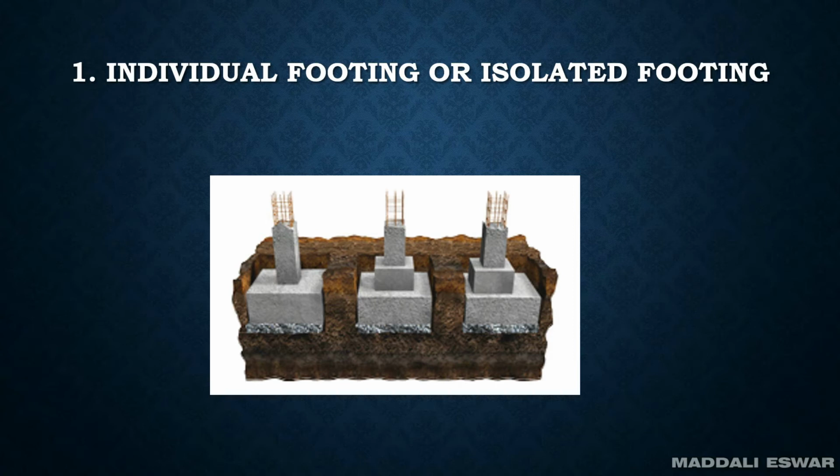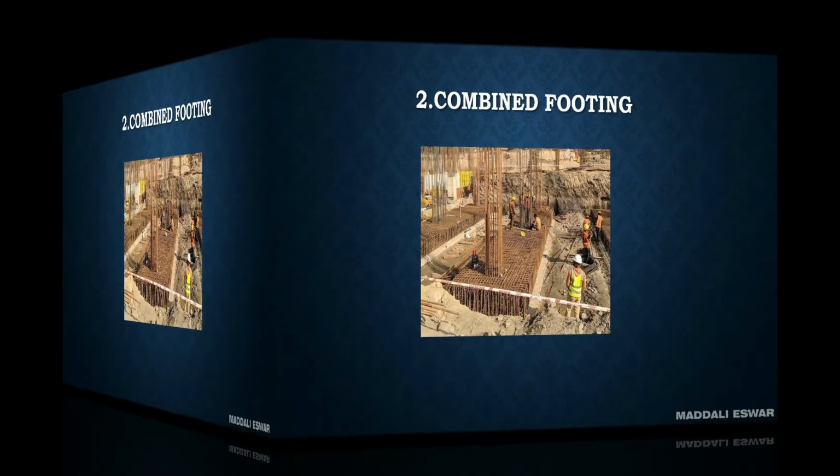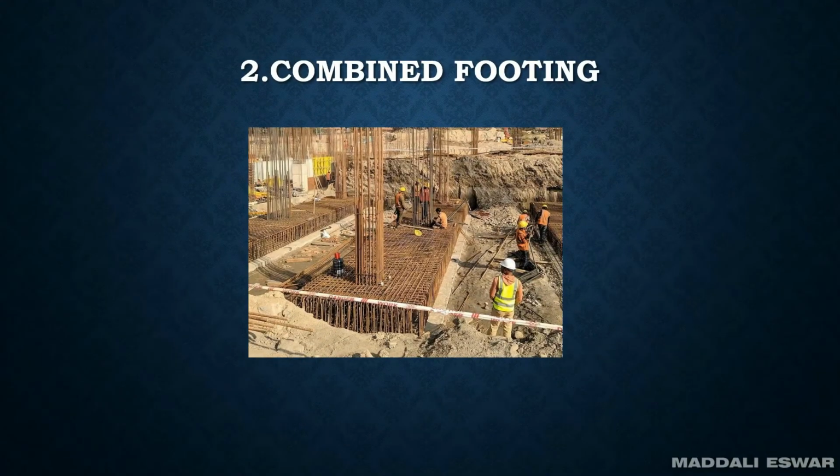And coming to the individual footing or isolated footing, here we see the picture of the individual footing. Here no footing is connected to each other. They are laid individually in the earth. And coming to the combined footing, here you can see the combined footing. Two columns are connected to one footing at the bottom, so it's called a combined footing.